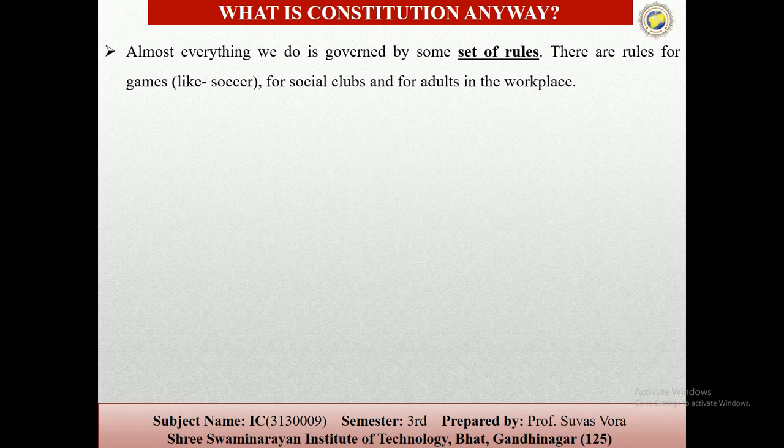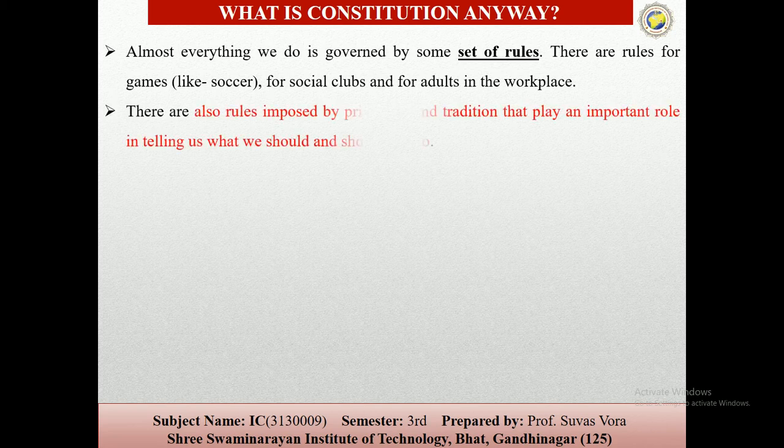जैसे कि घर से जब हम व्हीकल लेके निकलते हैं तो हेलमेट पहनना, लाइसेंस रखना, वो पार्ट ऑफ द गवर्नमेंट रूल्स है। सो देयर आर रूल्स फॉर गेम्स। अगर मुझे उसको समझने के लिए किसी गेम के साथ कंपेयर करूँ तो बेस्ट एग्जांपल है सॉकर यानी कि फुटबॉल। For the social clubs and other adults in the workplace, there are also rules imposed by the principles and the traditions that play an important role in telling us what we should or should not do.